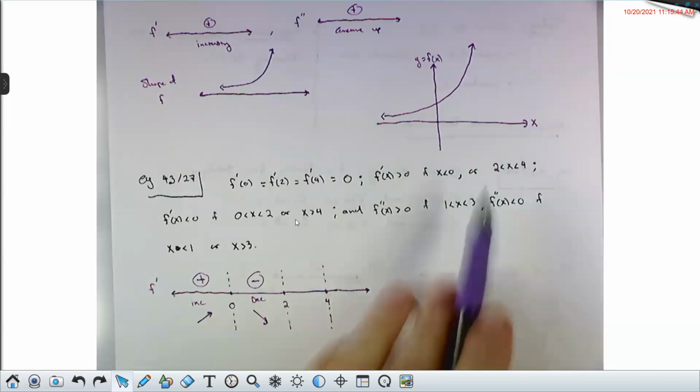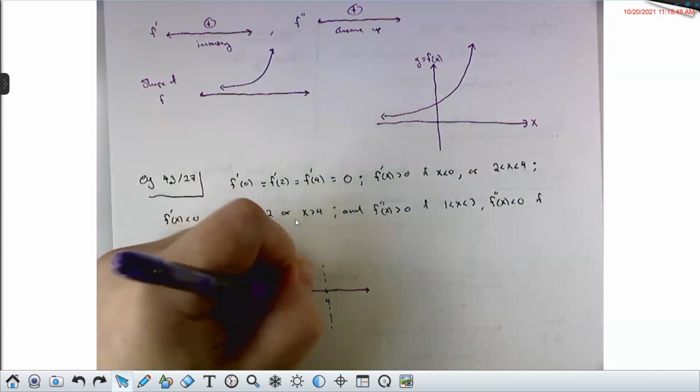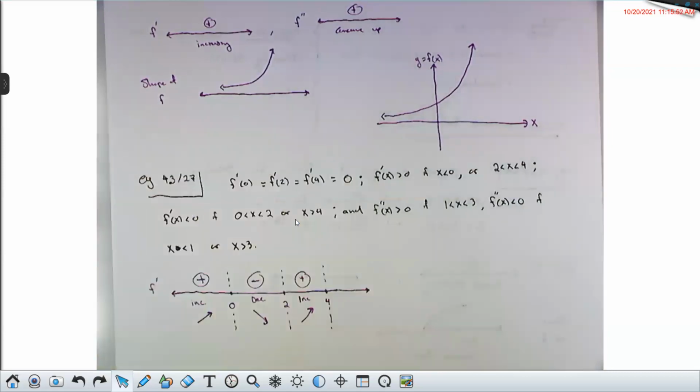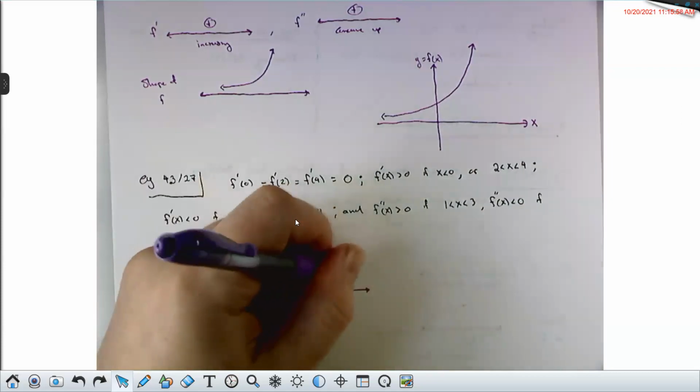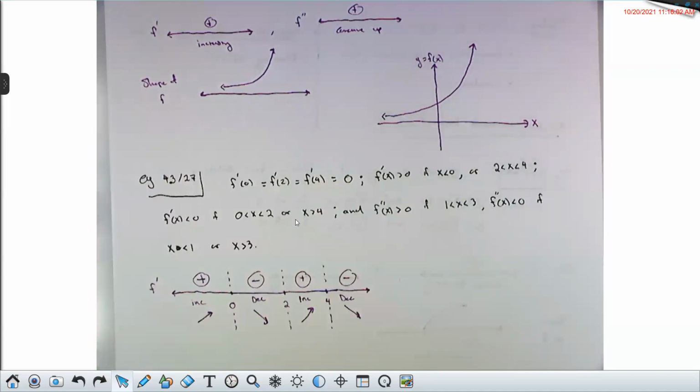What about between 2 and 4? Positive. Yep, we're back to being positive there. F prime is positive between 2 and 4. So back to going uphill. And then to the right of 4? Negative again. Good. Okay, so there's my number line for f prime.